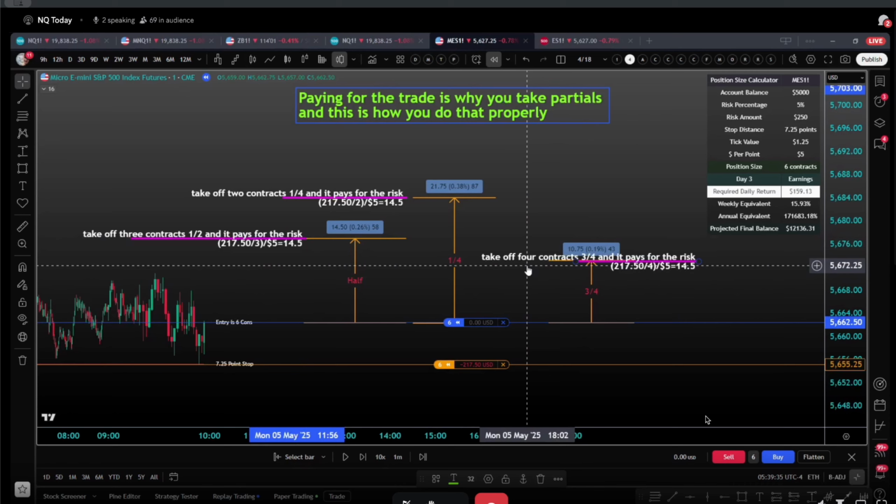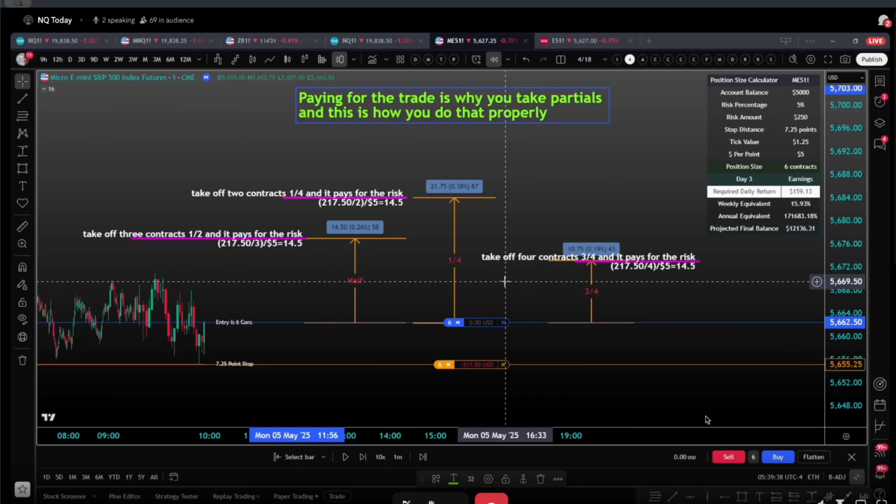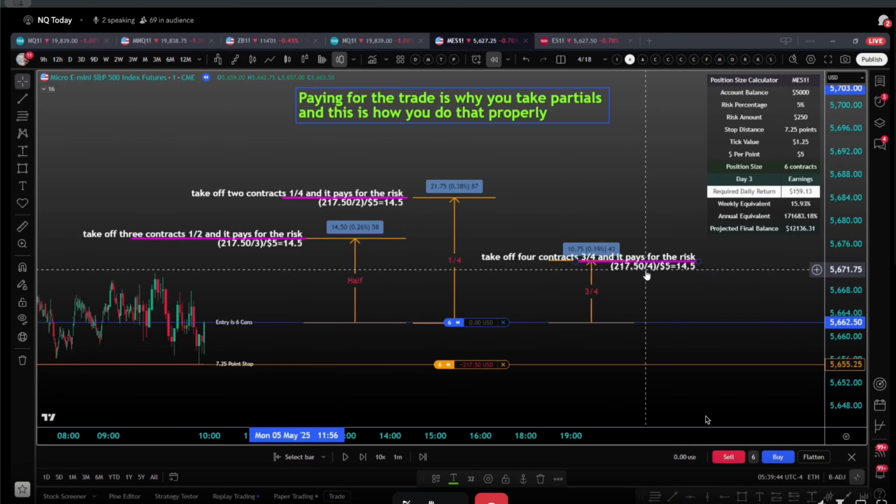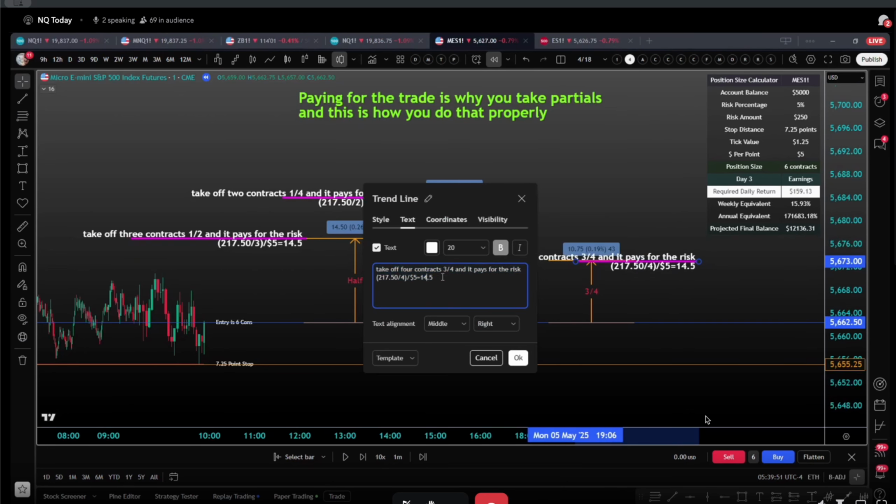If I want to take 3/4 of the contracts off, same concept: 4 contracts, because I'm taking 3/4 of the position of the 6 off, so that's 4. 217 divided by 4 divided by 5. And that is not correct. It should be 10 handles. Let me fix that.